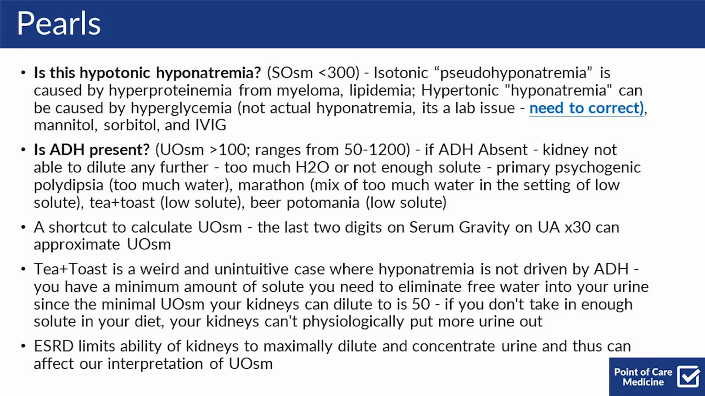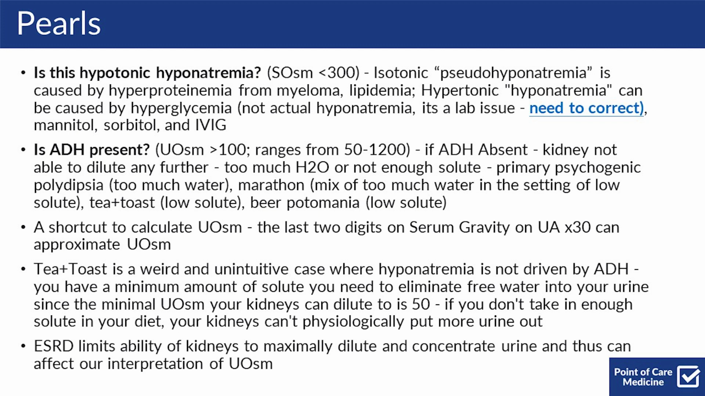The tea and toast diet is a weird and unintuitive case where hyponatremia is not driven by ADH. You have a minimum amount of solute that you need to eliminate free water into your urine, since the minimal urine osms your kidney can dilute to is 50. If you don't take in enough solute in your diet, your kidneys can't physiologically put more urine out, and it stays in your system, leading to hyponatremia.